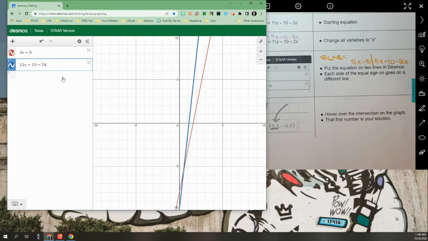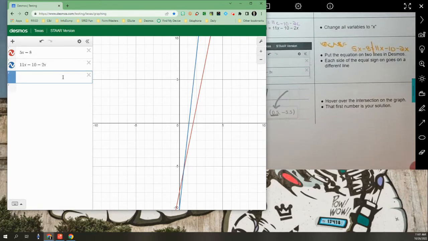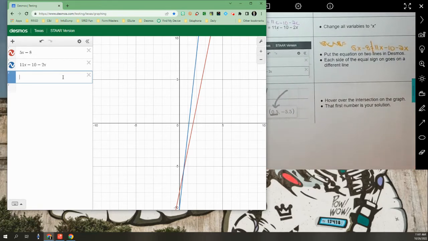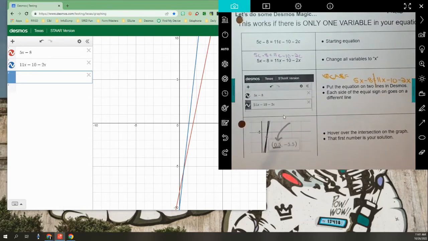So I want you to think for a minute. We are done with step 1 and step 2. None of what we have done has been super tricky, has it? All we've done so far, we rewrote our equation with different variables.